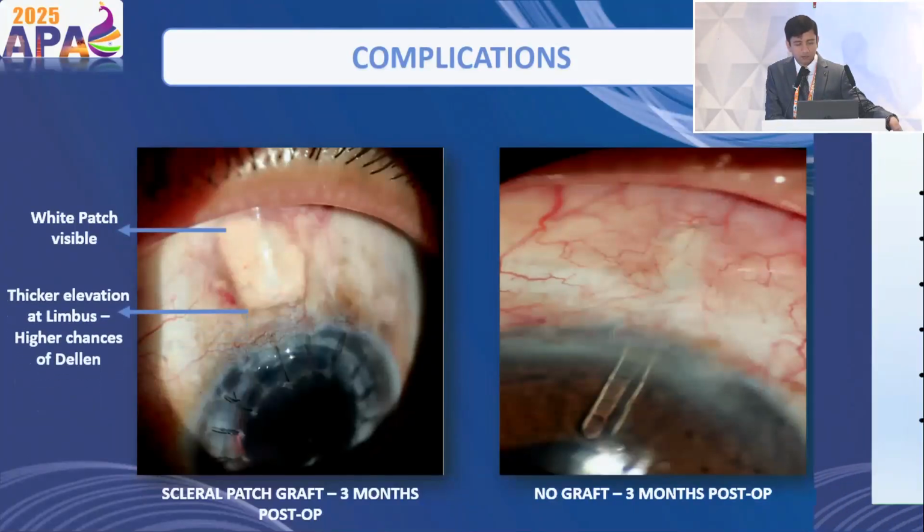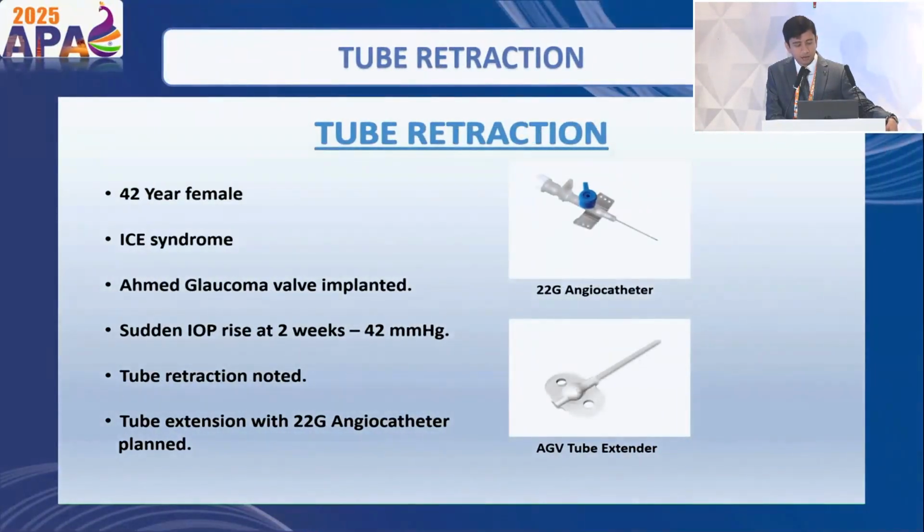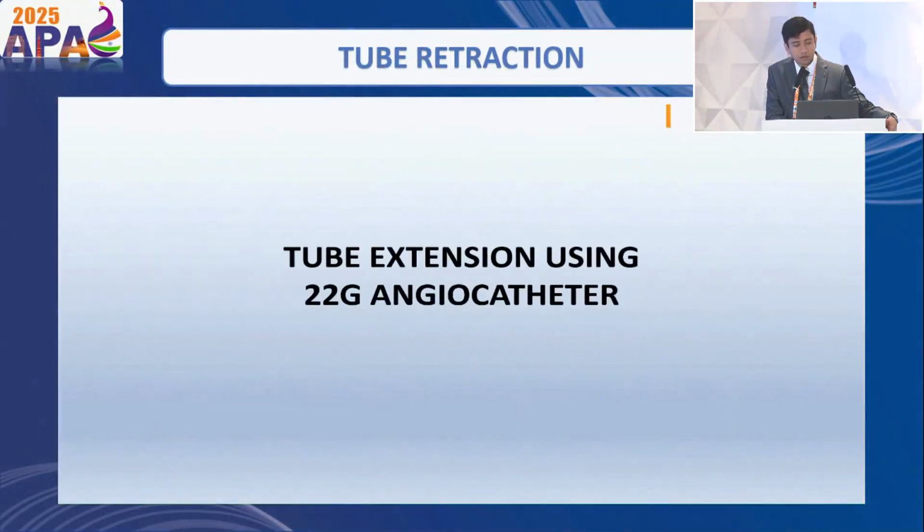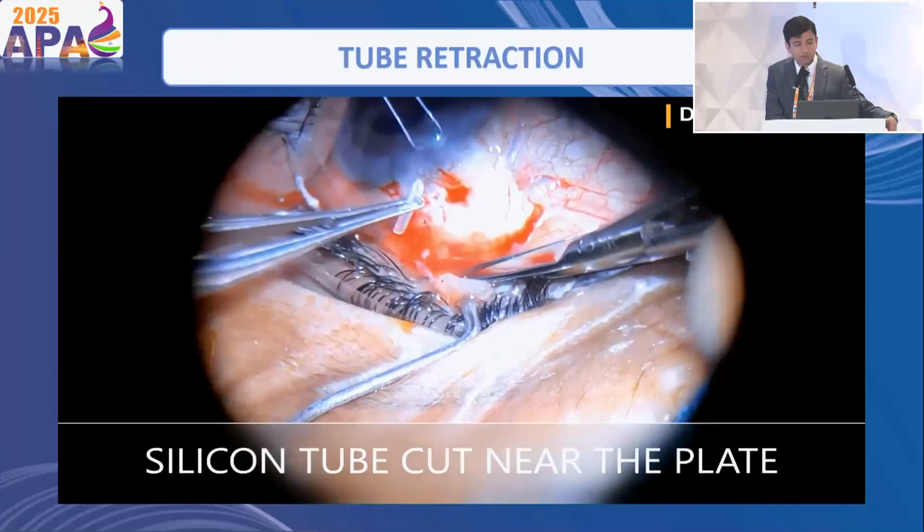So that gives the best cosmesis, I feel. If you have a tube retraction, what do you do? You can use this method. This is a 22 gauge angio catheter that I've used to extend the tube. This was tube retraction 2 weeks post-op.